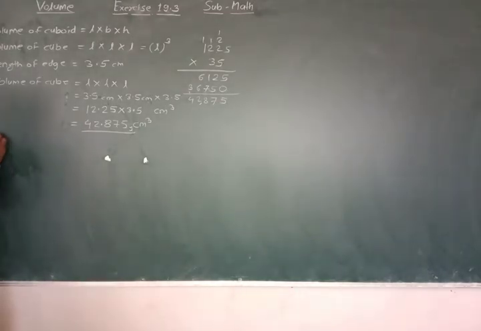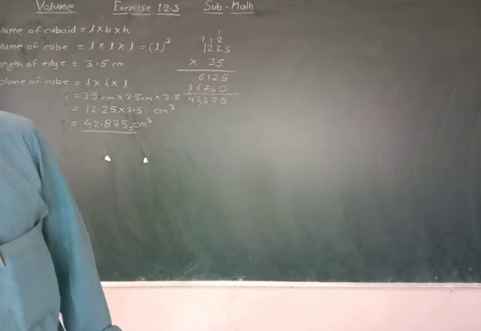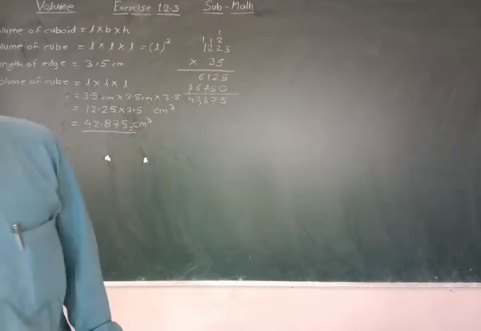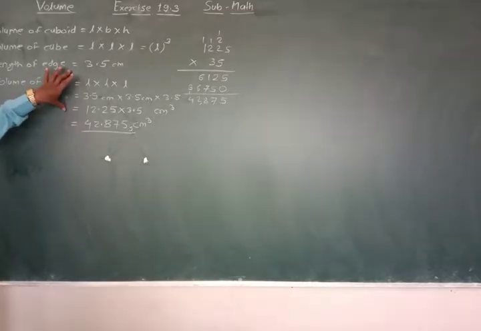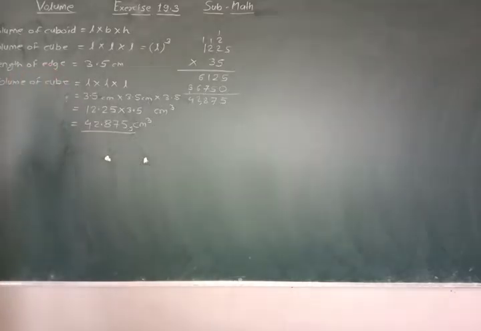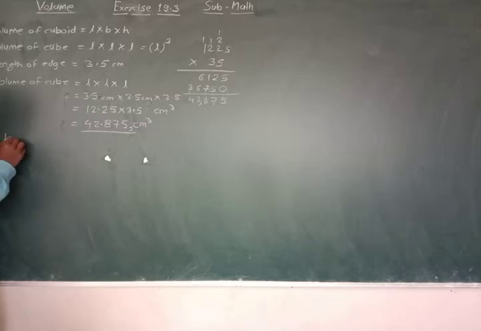Then next example, second one. Find volume of cuboid whose length, breadth and height is given. Volume of cube, only length of edge is given. In a volume of cuboid, 3 values are given: length, breadth, height. Okay? So first write the given value: length, breadth, and height.